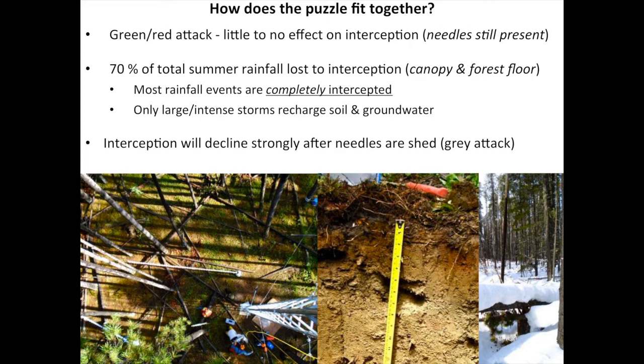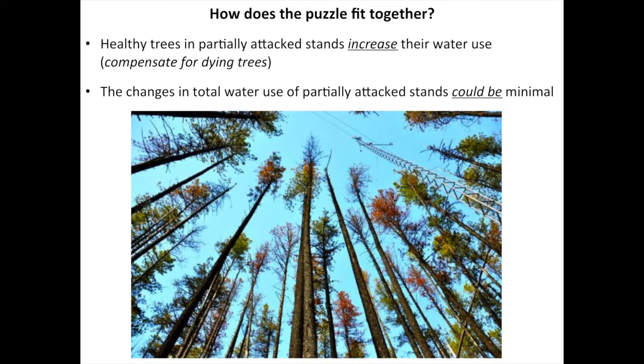What we can see is that interception will most likely decline once the needles are shed, but we still need to understand the effects of the forest floor, or the resilient effect of the forest floor, in this kind of system. Regarding transpiration, healthy trees in a partial attack zone can increase their water use. We can name this the compensatory response, compensating for dying trees. This is on an individual basis, but the changes in the forest in a partial attack zone could be minimal, right? So that's why you need to understand.